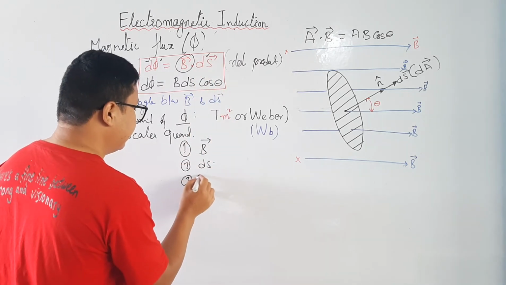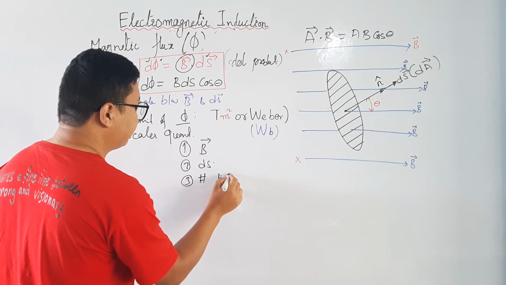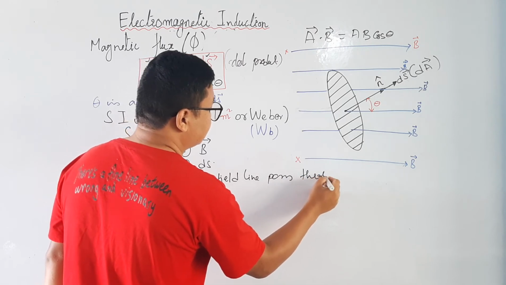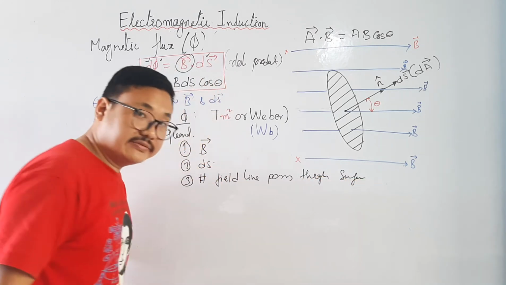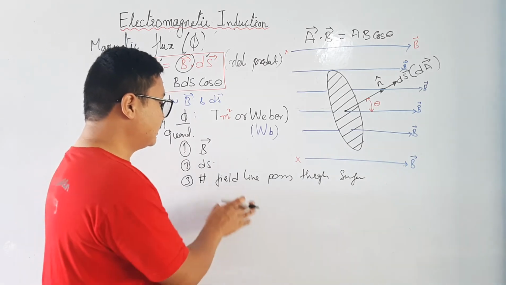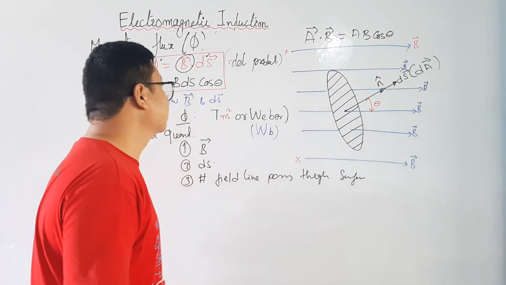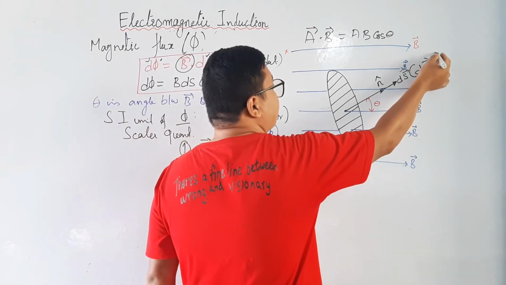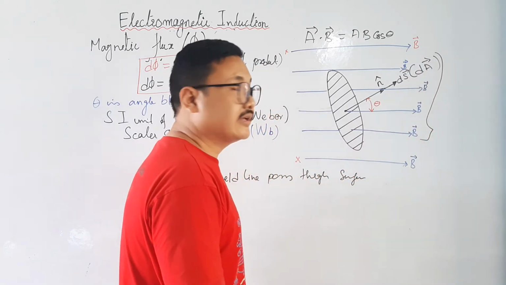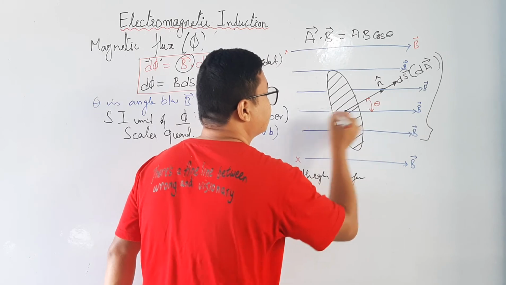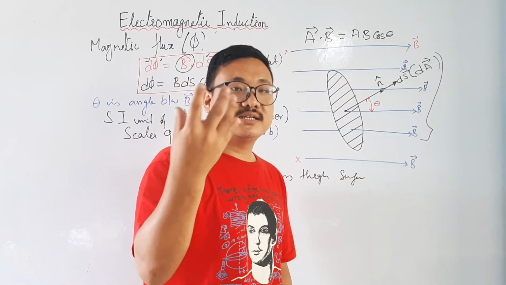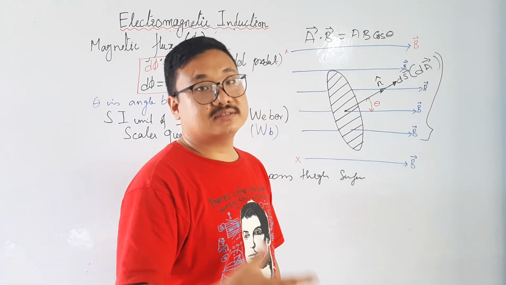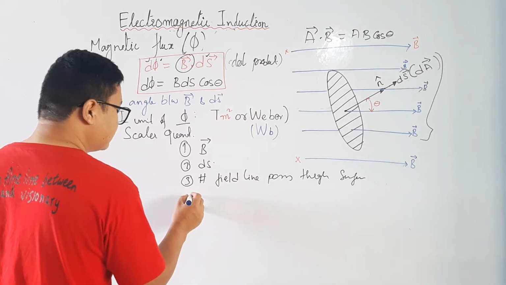Number three is the number of field lines passing through the surface. If the number of field lines passing through the surface is very dense, very large, then the magnetic flux is large. Example, here only 3, say 4, field lines are passing. Now if there are some more lines like this, like this, like this, then the magnetic flux will become large. Number 4 is orientation.